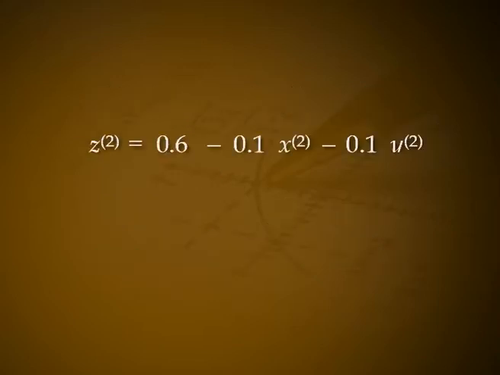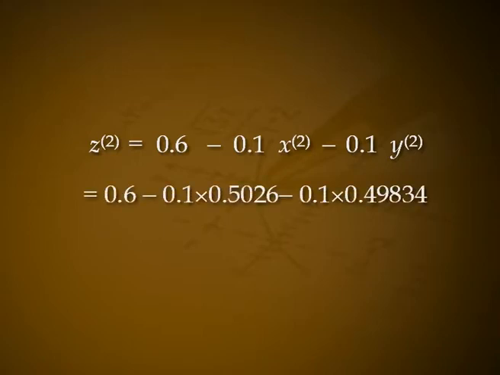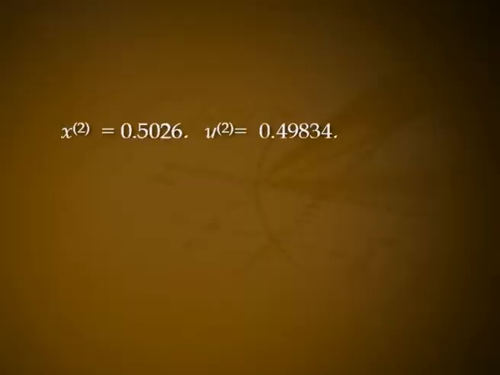0.49834, and z2 equal to 0.6 minus 0.1 x2 minus 0.1 y2, that is equal to 0.6 minus 0.1 into 0.5026 minus 0.1 into 0.49834, that is 0.499906.